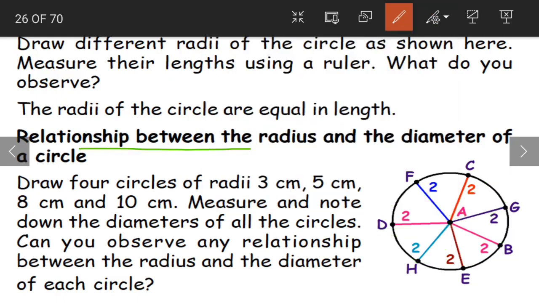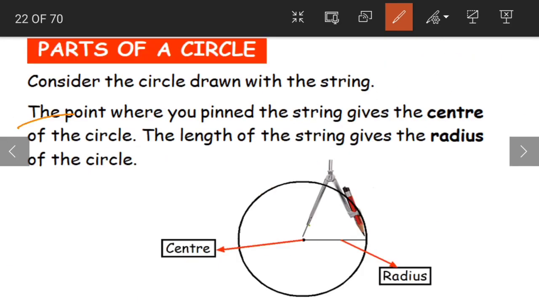Now coming to the relationship between the radius and diameter. Draw 4 circles of radii 3 centimeters, 5 centimeters, 8 centimeters and 10 centimeters. So how do we draw these circles of different radii, children? We have learnt about using a compass, right? Yes. So I'll show you.